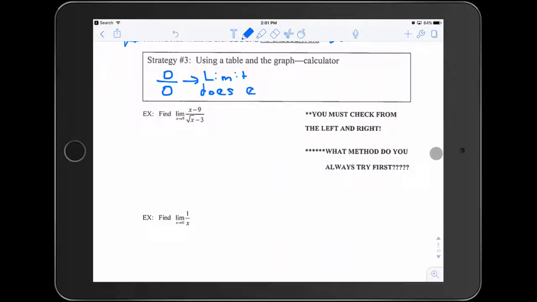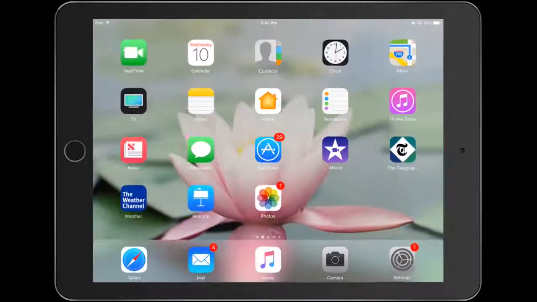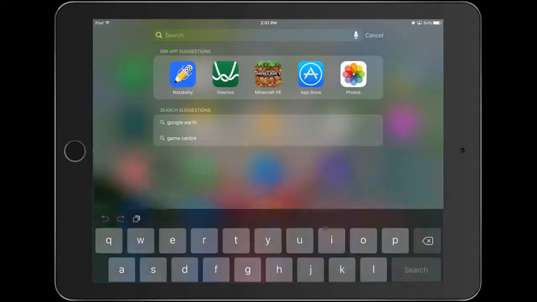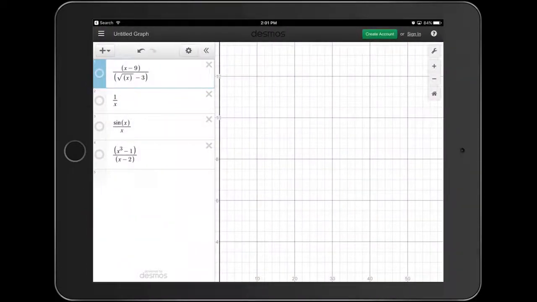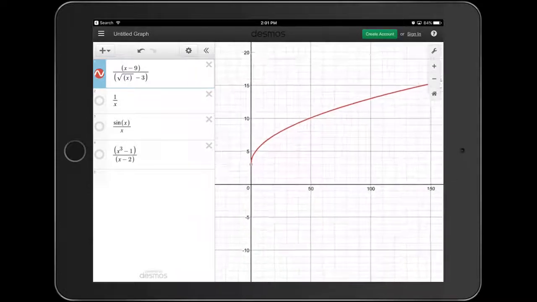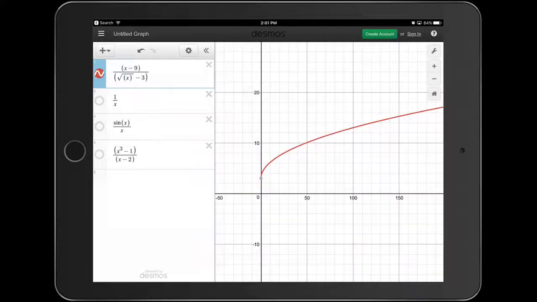So for instance, I'm going to go to Desmos, because I prepped it here, and show you what this graph looks like of x minus 9, quantity, divided by that denominator of the square root of x, quantity, minus 3. There we go. So this is what your graph is going to look like. If you don't have Desmos on your iPad, you really want to, because it's awesome. But we want to see what happens as we go towards 9, from the left bound, let's say.